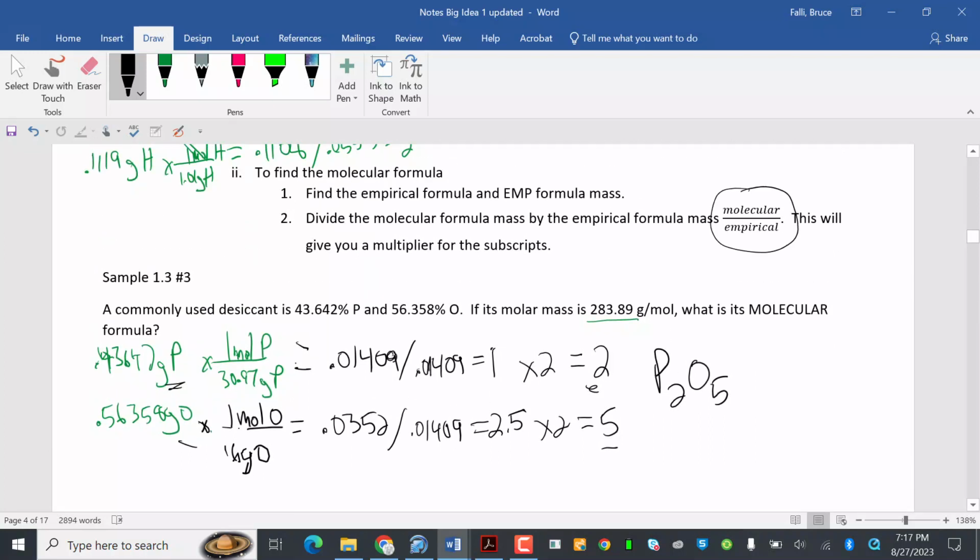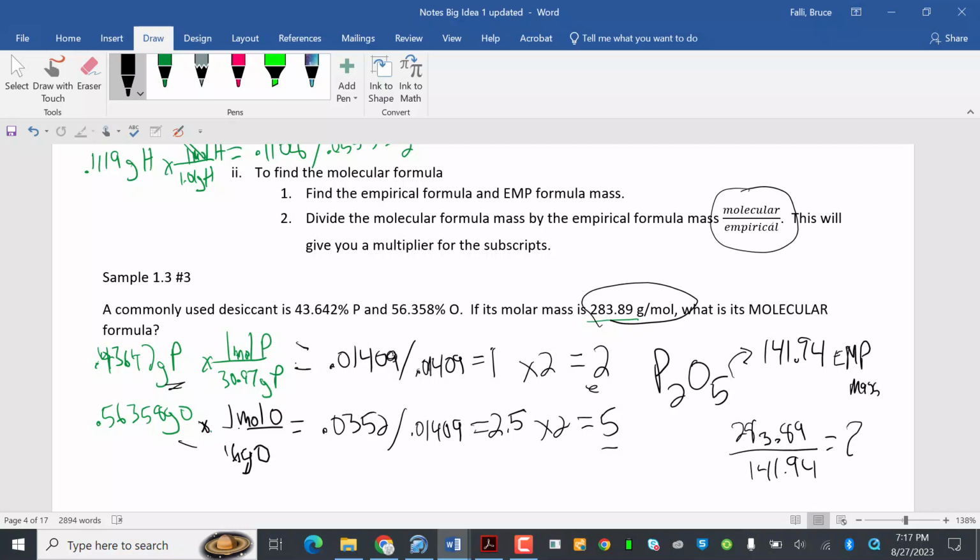So now what I'm going to do is a ratio of the masses. So I'm going to go to the periodic table and add these up. So phosphorus is 30.97 times 2 plus quantity 5 times 16 is 141.94. So this is my empirical mass, right? So this is my molecular mass. It'll always be bigger. So 283.89 over 141.94. Even my eyeballs can tell you that's 2.